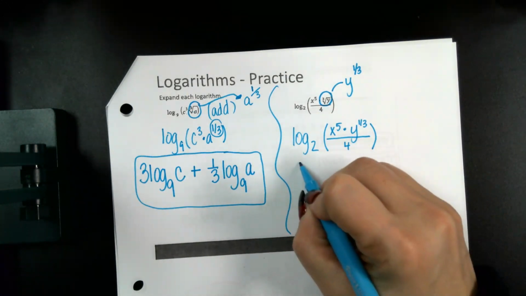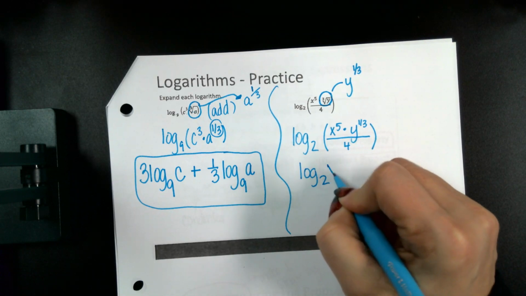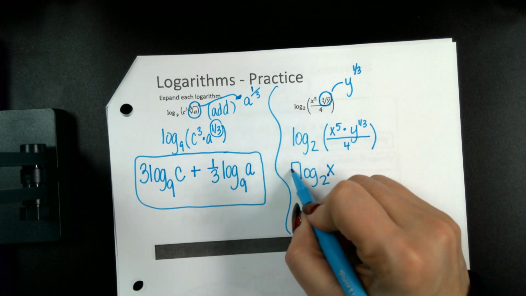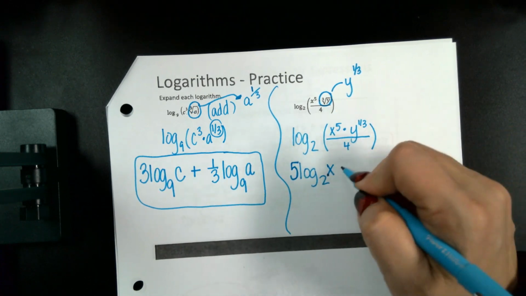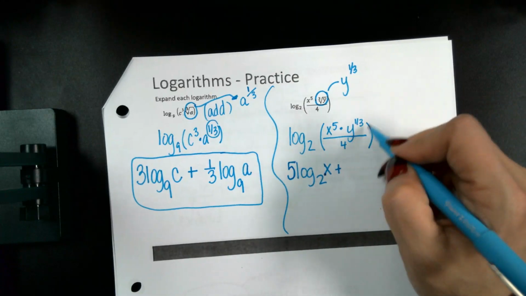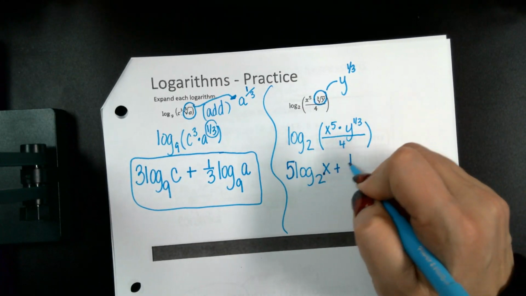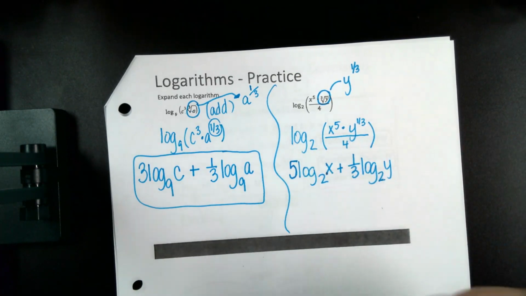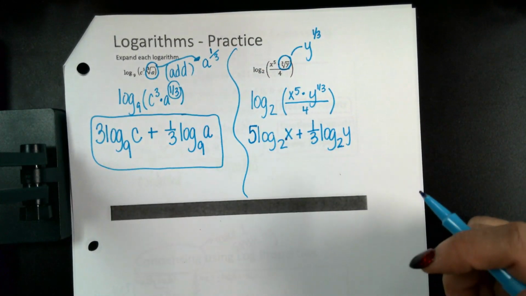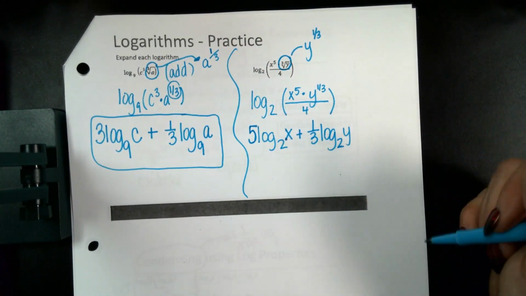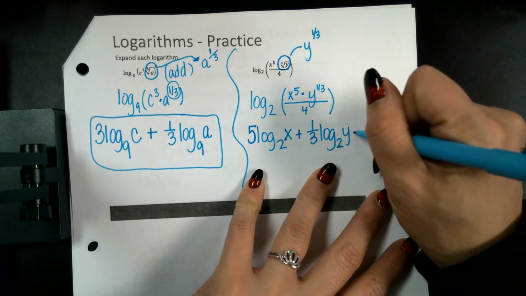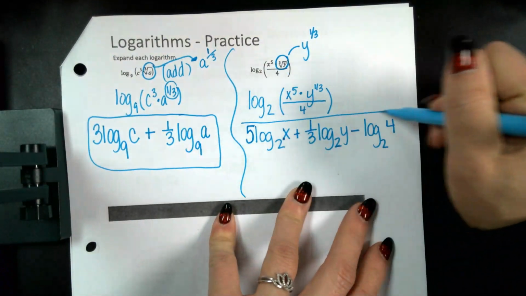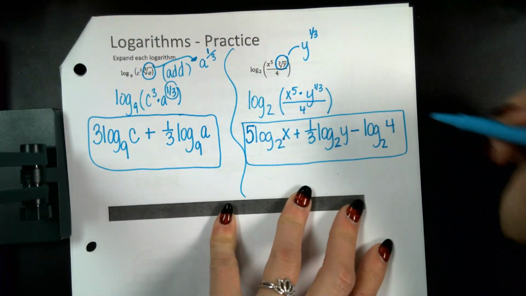Addition. So when we go to do the log base 2 of x, the exponent of 5 would go out front. We'd put a plus sign. And then when we focus on the y, wouldn't the 1/3 go out front? And then log base 2 of y. We've gotten x and y taken care of. What about the 4? Is that going to be plus or minus? Of 4. Good job.